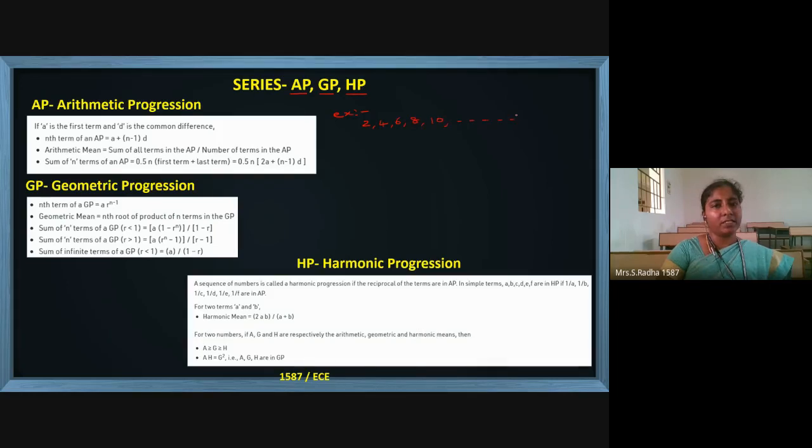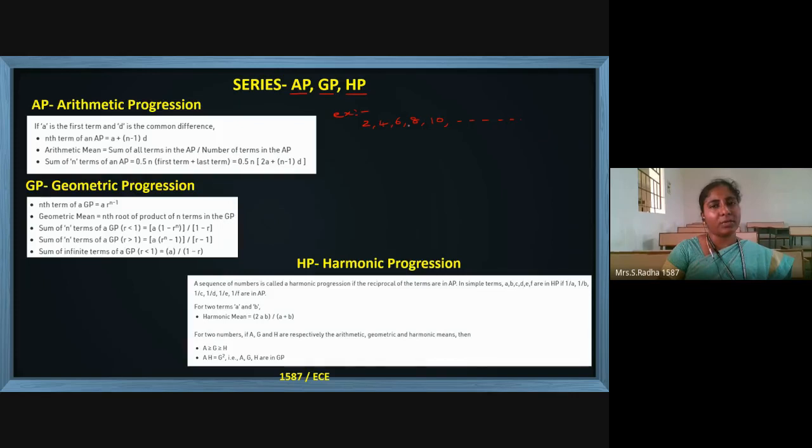The series will be like this. Series means there will be some logic followed. Here you can see plus 2, plus 2, plus 2, something like that. So addition is happening over here. The difference is common. Any two consecutive numbers, consecutive means successive numbers, the difference is common.